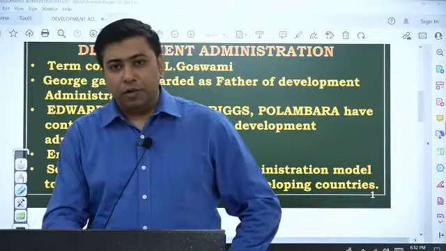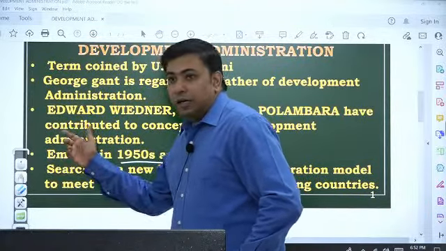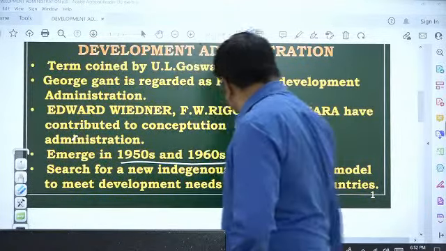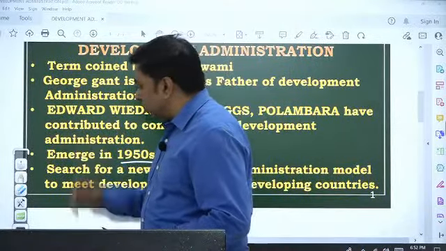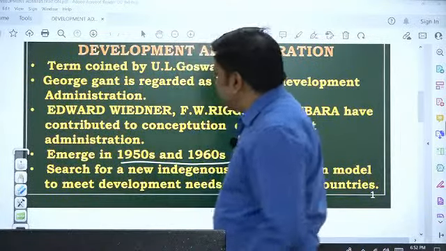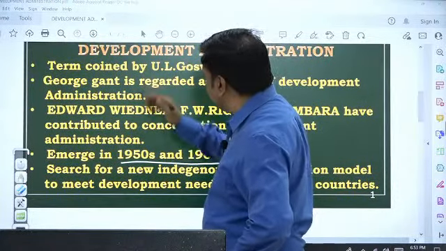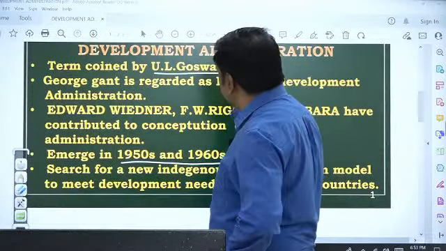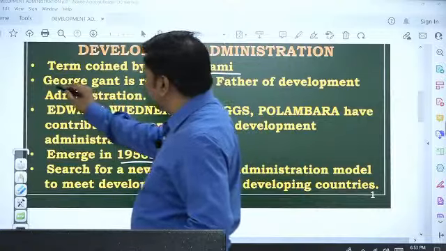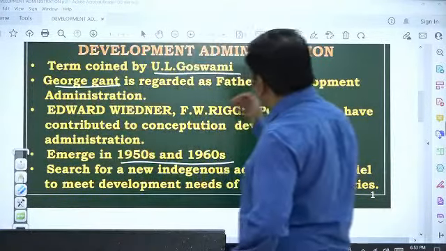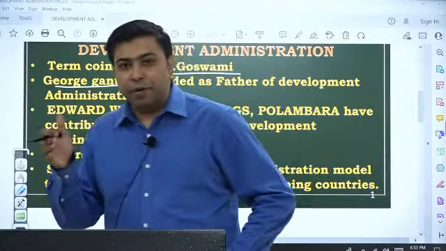Okay. So let me specify some basic points about development administration. The informative points you have to keep in mind: first, this particular term, development administration, was first coined by an Indian scholar named U.L. Goswami. And Mr. George Grant, one more scholar, is regarded as the father of development administration. He conceptualized the term much more.